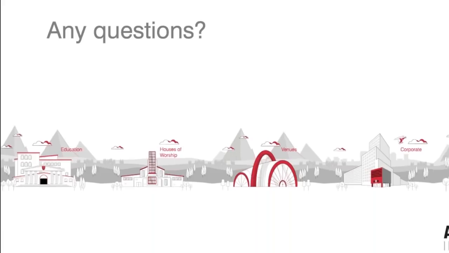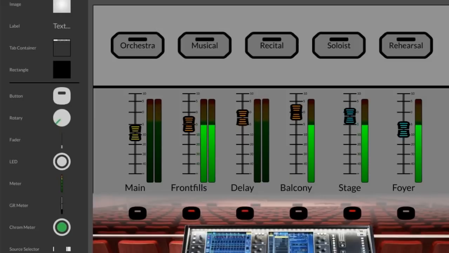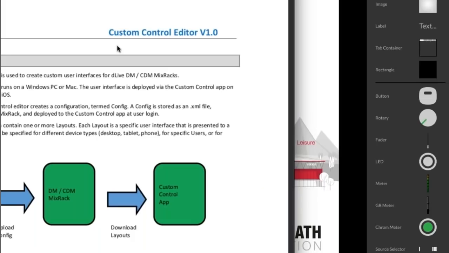Let's just run through the ones I noted down earlier. Now, kiosk mode. Could you take us through what is implemented in custom control to protect devices in kiosk mode? Let me just show you briefly the help file that you can find in the custom control editor.